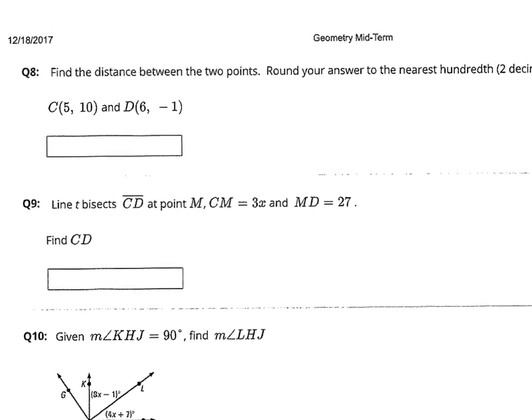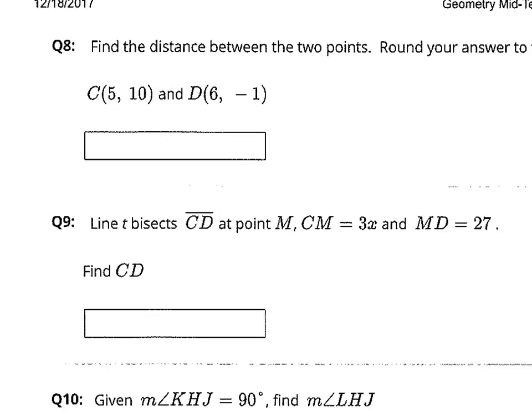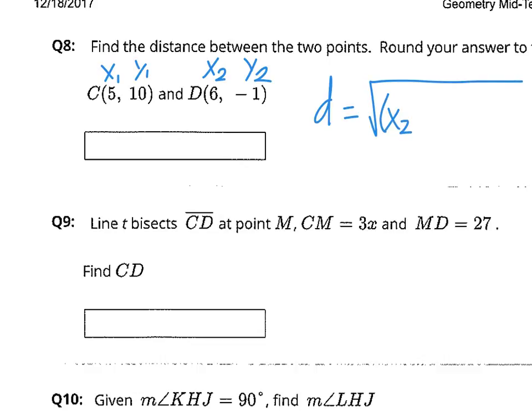Okay, we want to find the distance between the 2 points. So we're going to use the distance formula. I'll give you that in a second. Remember, here's x1, y1, x2, and y2. Distance is equal to all under the square root. We're going to subtract the x's, square that answer, plus subtract the y's, and you square that too.